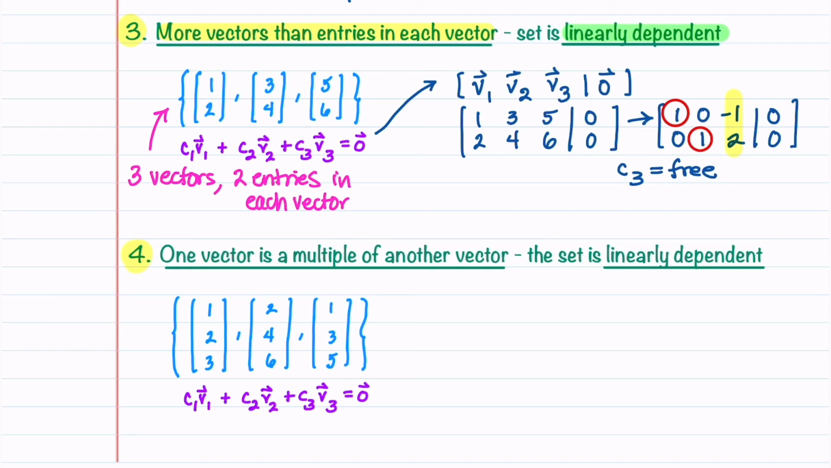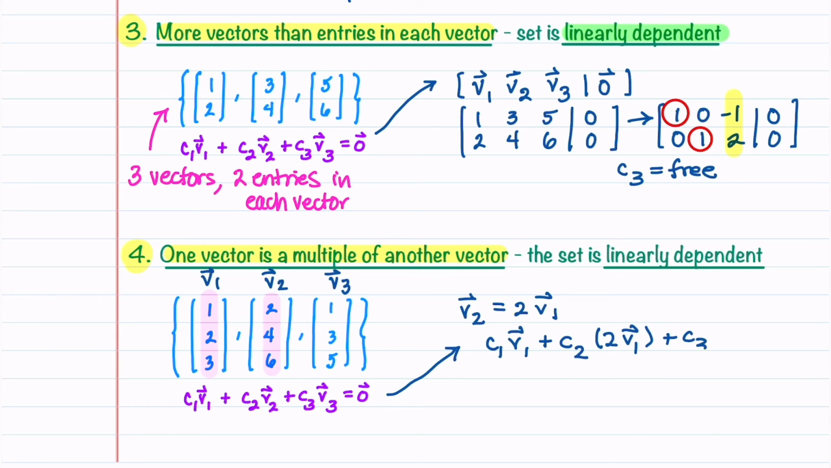Our last special case is when we have one vector in our set that is a multiple of another vector. Notice that in this set, our second vector is 2 times our first vector. If we label our vectors v1, v2, and v3, we can see that v2 is equal to 2 times v1. When we plug this into our equation, we get c1 v1 plus c2, and then instead of v2, we're going to plug in 2v1, plus c3 v3 is equal to 0.